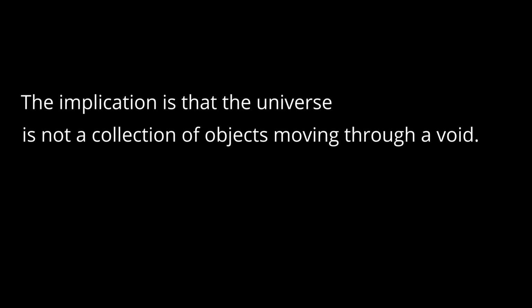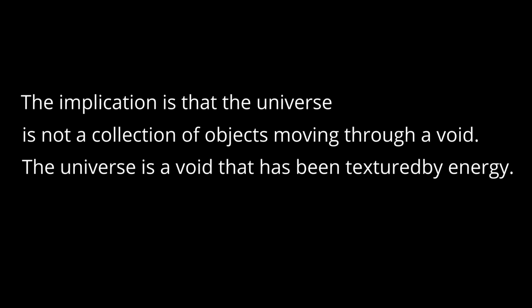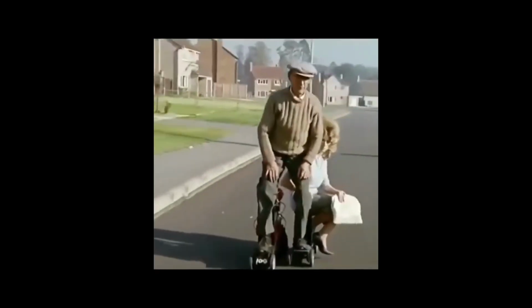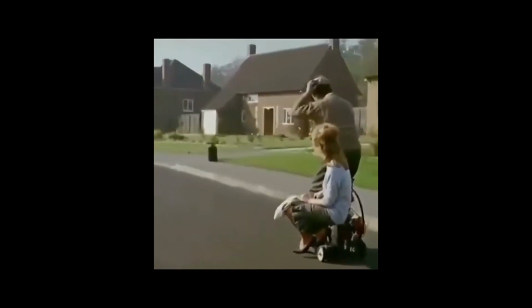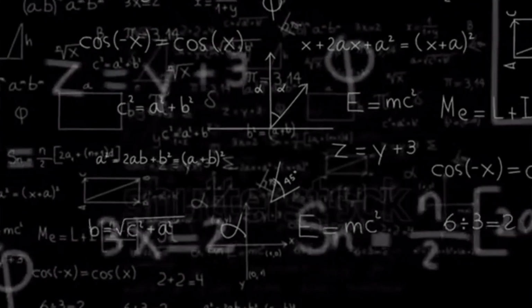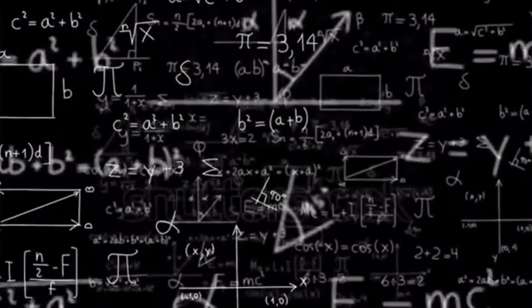The implication is that the universe is not a collection of objects moving through a void. The universe is a void that has been textured by energy. Our perception of things is a byproduct of how our biological systems interact with these fields. We evolved to perceive a world of solid blocks because that is the most efficient way to navigate the macroscopic environment. It is helpful to see a wall as a solid barrier rather than a localized area of high electromagnetic repulsion. But if we look at the math, the stuff is a footnote.